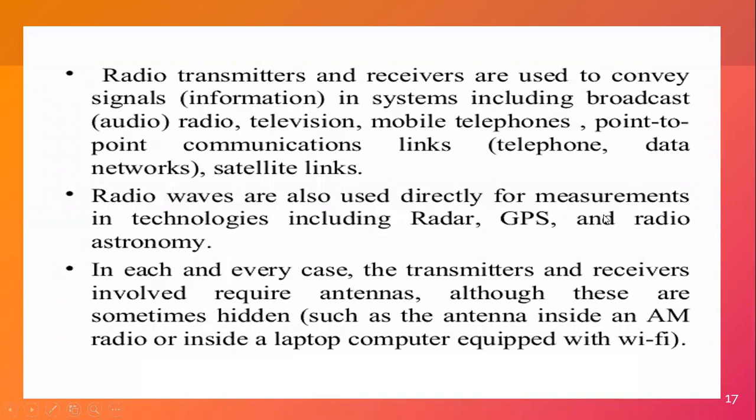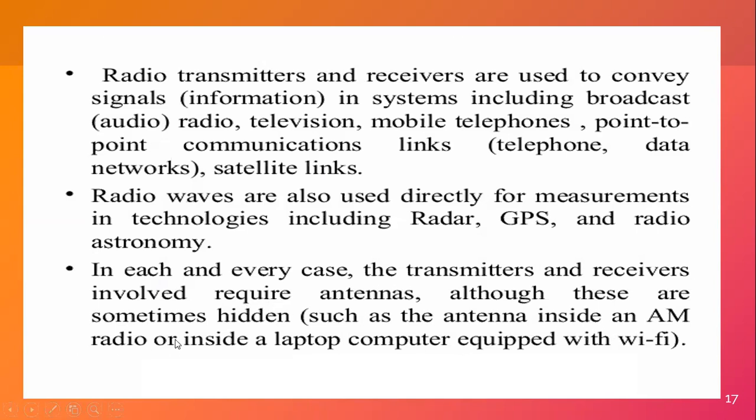So radios are also used directly for the measurement of technology, just like radars, GPS, radio astronomy. Even one example is at the airport. If you have visited the top of the sixth floor, there is a radar, and you can observe the signals easily, the communication between the planes in space and the airport, and calculate all these things. In each and every case, the transmitting and receiving involve antennas. Okay, so these are the basic applications for understanding why the antenna is needed for the communication link and purposes.